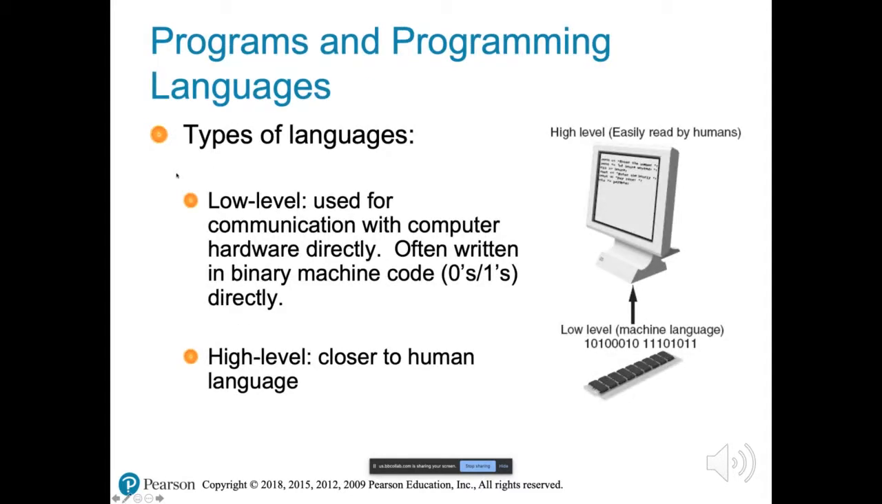There are low-level and high-level languages. Low-level languages are used for communicating with hardware directly, often written in machine code, or sometimes one step above that, assembly language, which is written at a very low level. And what we're going to use, C++, is known as a higher-level language, closer to human language, that's compiled into machine code.